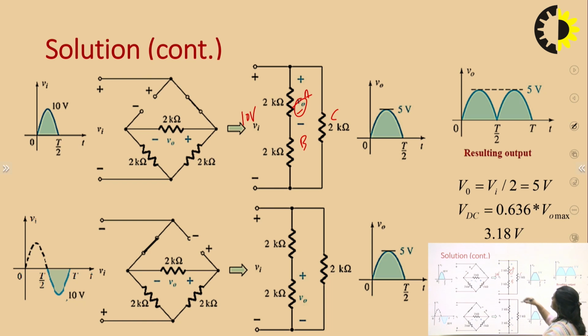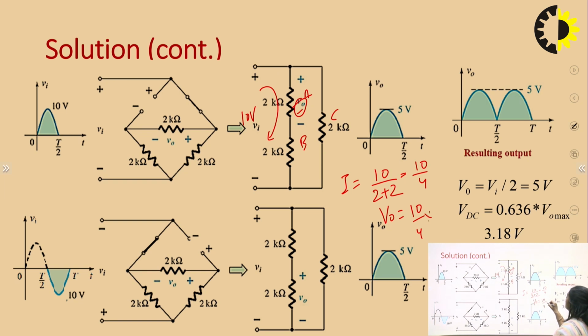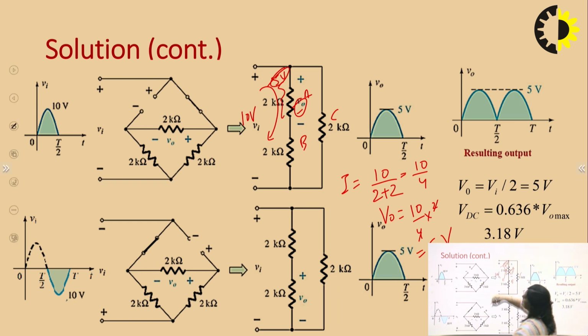We can find the value of the current here. I will be equal to 10 upon 2 plus 2, which means 10 by 4. After that, to find V0, we multiply this current by 2. So we will get 5 volt. So we have obtained this output as 5 volt.